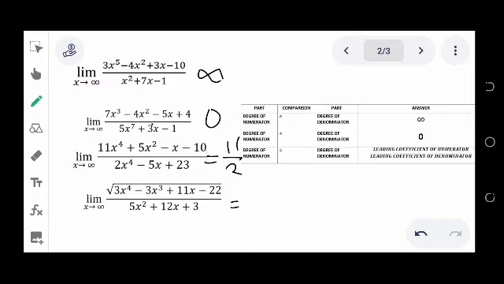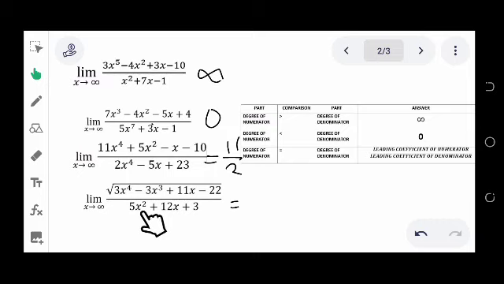Next, the fourth example, you have the square root of (3x^4 - 3x^3 + 11x - 22) over (5x^2 + 12x + 3). At first look, you can see that the highest exponent is 4 in the numerator. But remember, there is a square root symbol, so you still get the square root of x to the fourth, so this becomes x squared. After getting the square root, that becomes x squared, and the denominator is x squared as well.